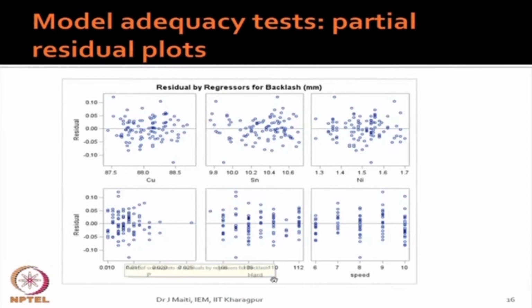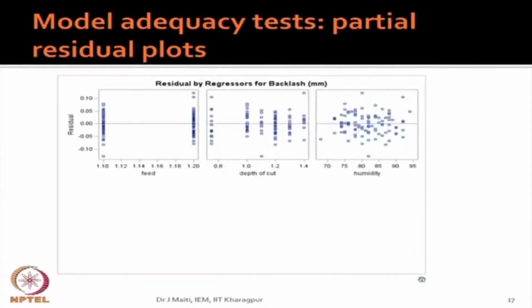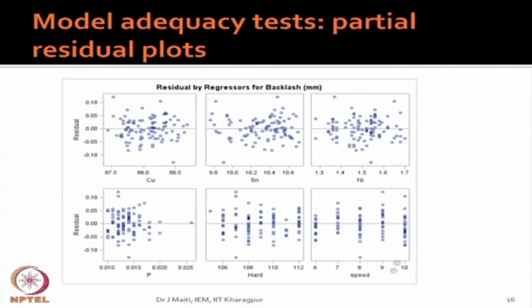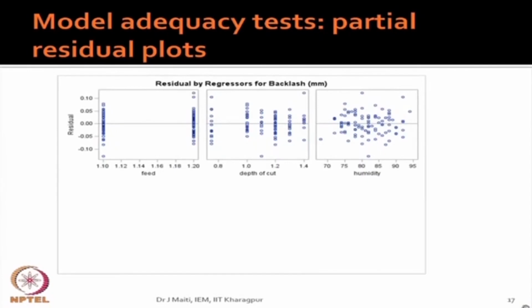Okay. And interestingly, what is happening here is that copper, silicon, nickel are not contributing much in explaining the variability, and as a result here also you are not getting any trend. If there is any variable which contributes, then there will be a trend. So, here I think the speed is contributing. So, this line is a little inclined, but that inclination is not apparently visible. Okay.